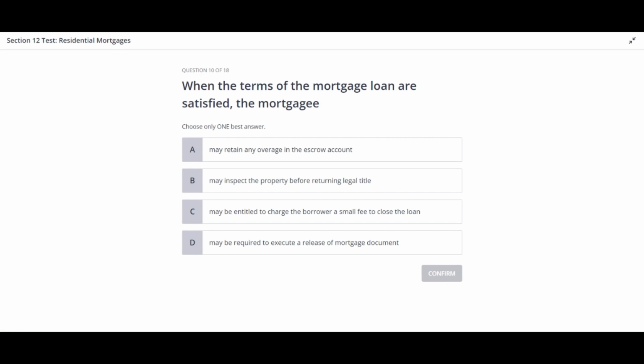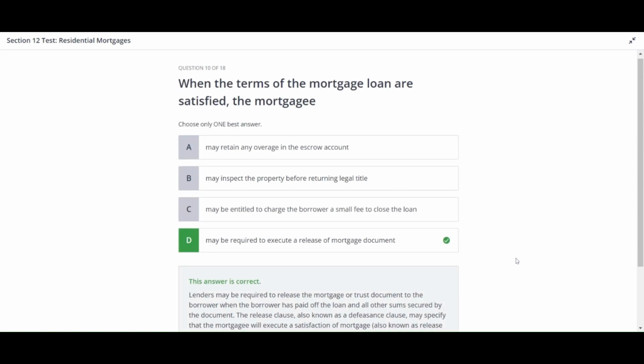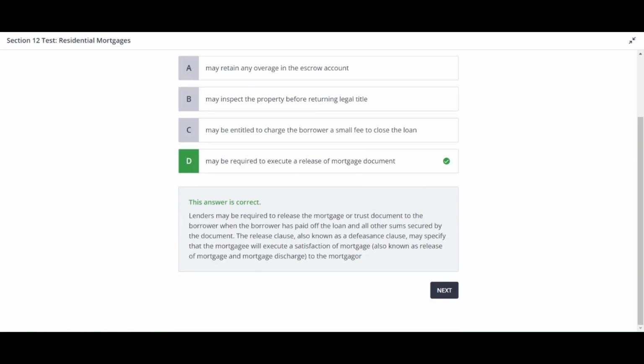Alright, I hope you have made your selection. So the correct answer is D. May be required to execute a release of mortgage document. Lenders may be required to release the mortgage or trust document to the borrower when the borrower has paid off the loan and all other sums secured by the document. The release clause, also known as a defeasance clause, may specify that the mortgagee will execute a satisfaction of mortgage, also known as release of mortgage and mortgage discharge, to the mortgagor.